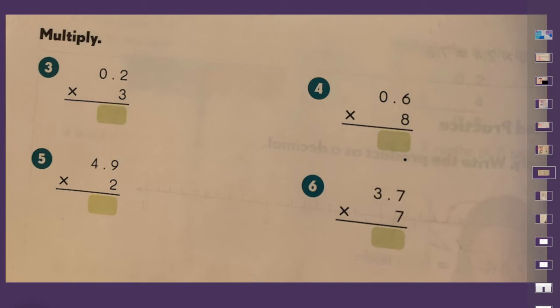Let's give you a little practice multiplying decimals times a whole number. Copy these 4 problems down, solve them, pause the video while you do your thinking, and then check back to see if your thinking matches mine.